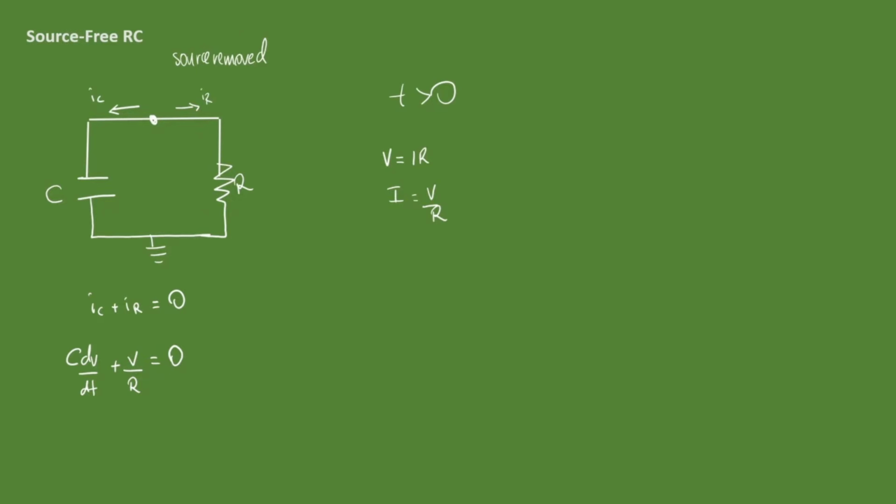An important thing to note here is that the capacitor and the resistor have the same voltage across them, V, since they are connected in parallel. They both share this node, and they both share this node. So this is a parallel connection. So C dV/dt plus V over R is equal to 0. Let's take this to the other side: C dV/dt is going to equal minus V over R.